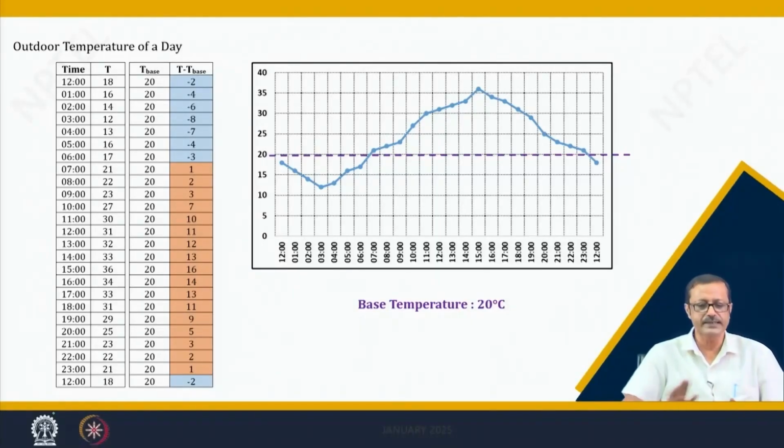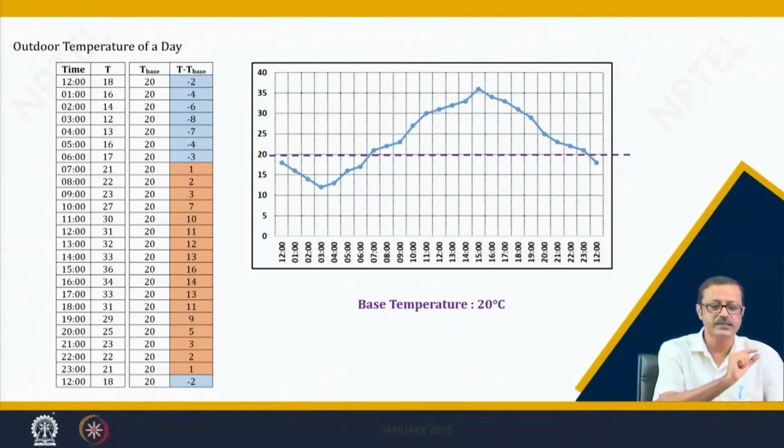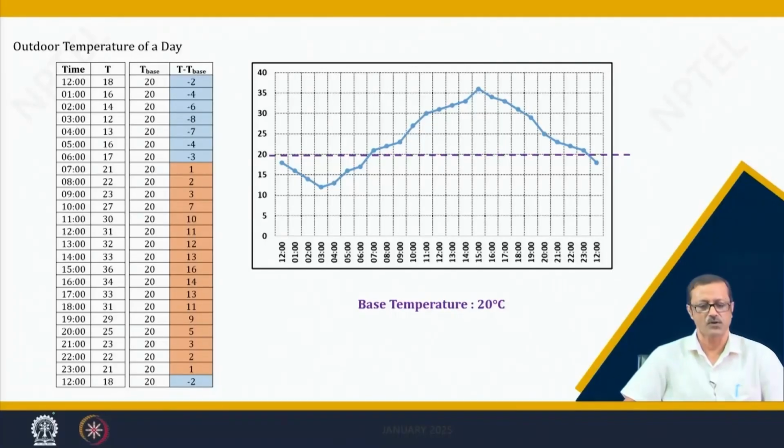So, I do not need any kind of heating or cooling at those times, maybe from night 12 to almost morning 6 o'clock. But at morning 7 I need 1 degree temperature cooling, and at morning 8 o'clock I need a 2 degree temperature cooling, because the outdoor temperature is 22 degrees at 8 o'clock in the morning and my base temperature is 20 degrees.